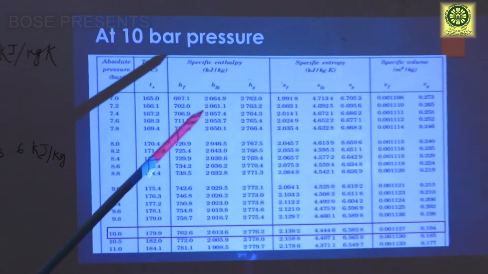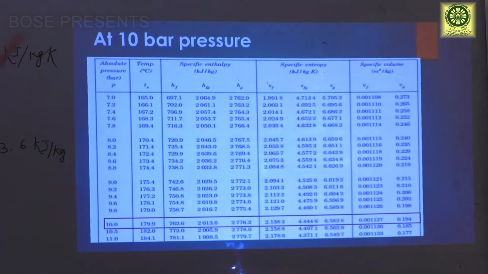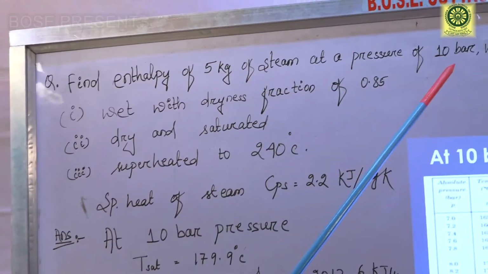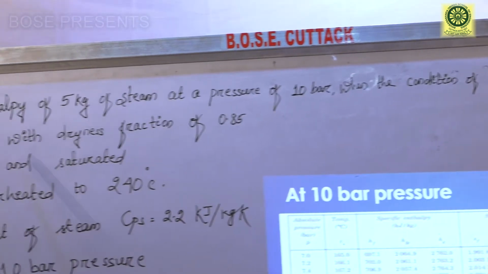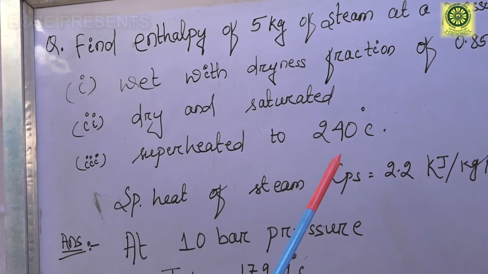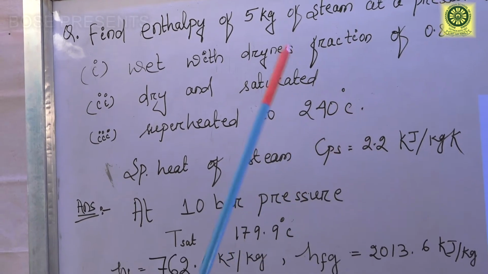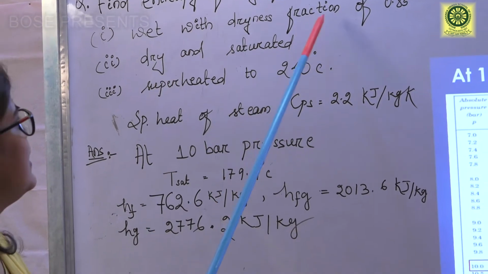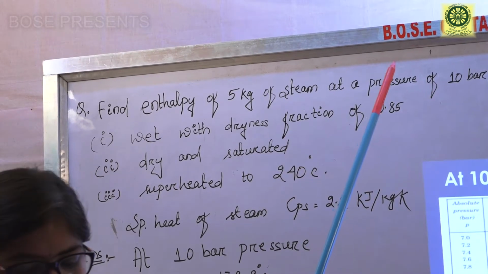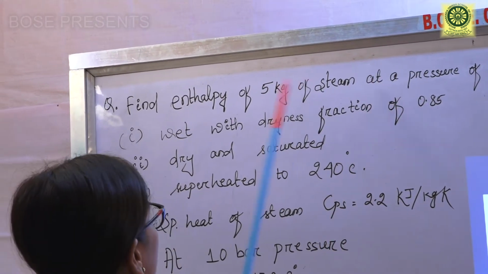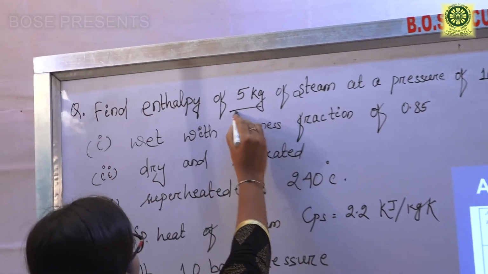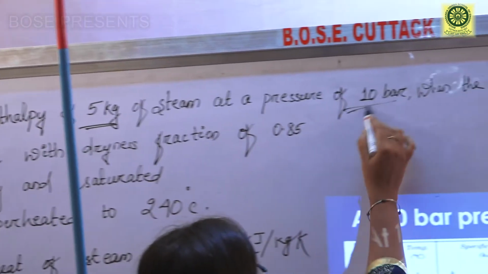So here I am going to solve a problem: find the enthalpy of 5 kg of steam at a pressure of 10 bar when the condition of steam is wet with dryness fraction 0.85, dry and saturated, and superheated to 240 degrees centigrade. So these are three conditions, and I want to find the enthalpy for these three conditions. First see what data are given here. Mass is 5 kg, and pressure is 10 bar.